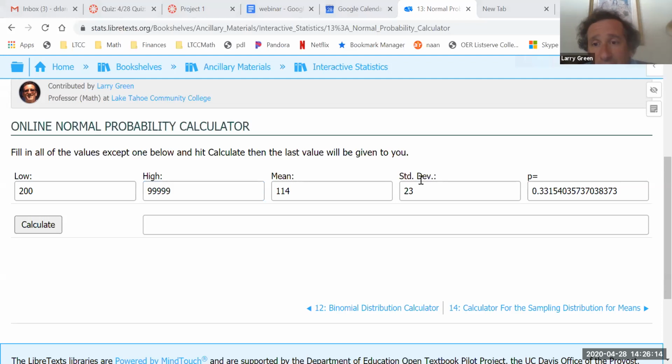Mean and standard deviation are still going to be 114 and 23. I need to erase my probability because that's the one I want, and with this, you have to leave one empty and hit calculate. I'm a little worried that some of you said 0.9999. It's actually 0.0000, very close to 0. It's 4 zeros and then a 9.